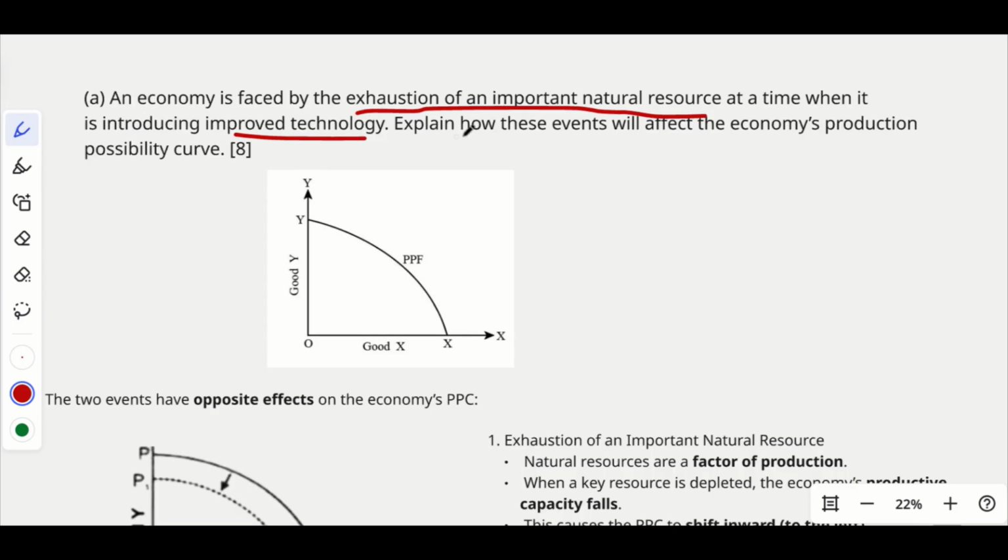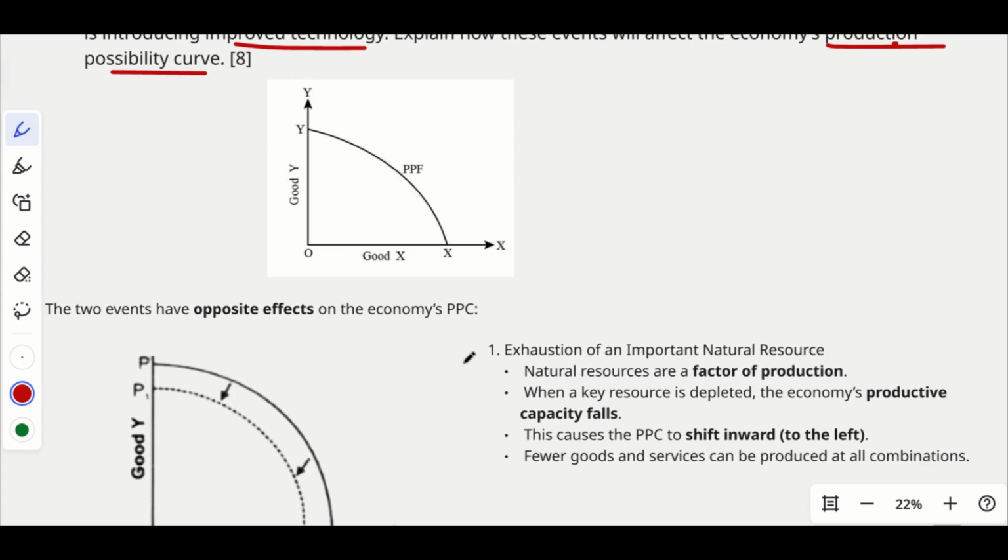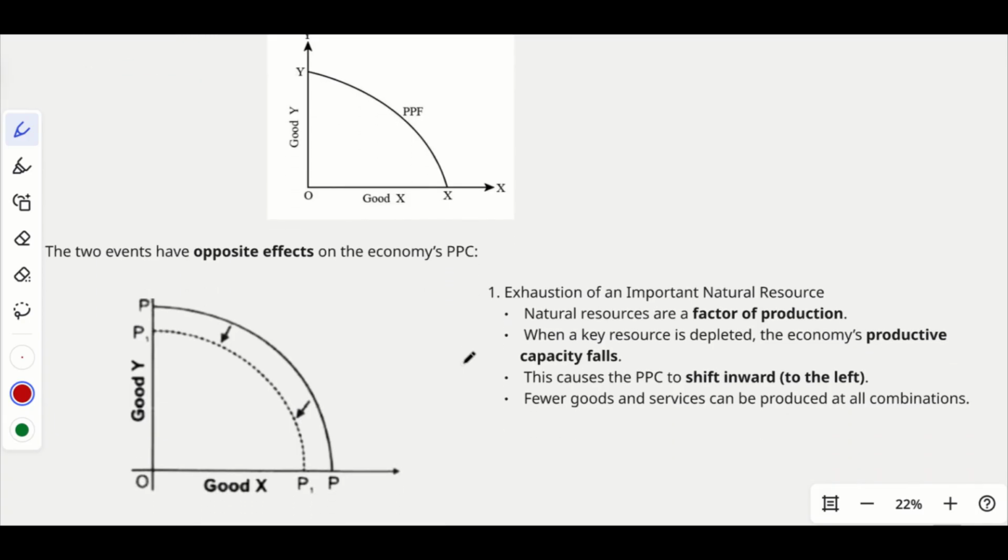So what is the question here? Explain how these events will affect the economy's production, with the production possibility curve coming in. So that is how we have to solve the question. We know the usual production possibility curve will look like this, and it will show you the maximum amount of good X and good Y, those combinations of good X and good Y with the same resources, right? So let's see how these events are going to be affecting the production.